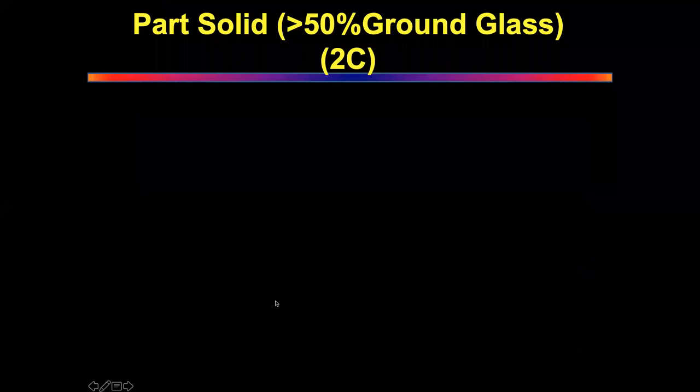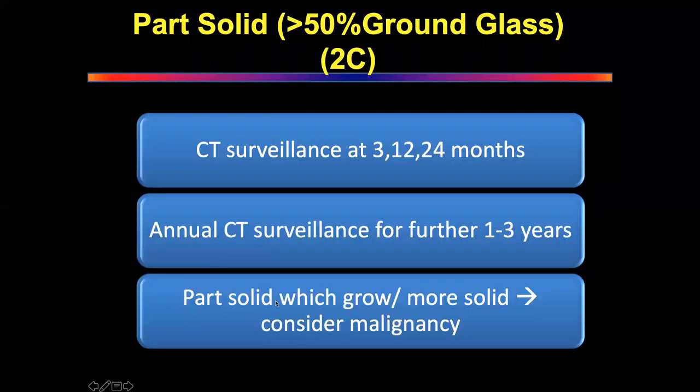Okay? Yeah, somebody was asking me something. Yeah, this 24 months, this 1 to 3 years, is it after 24 months, or does it include one to three years after 24 months? After 24 months, okay. So it will be 5 years or three. For a further 1 to 3 years, further. The word here is further.